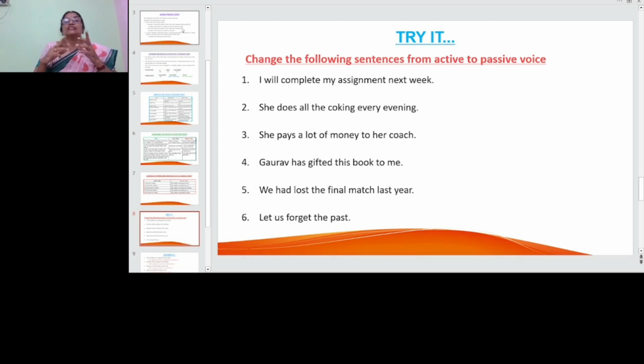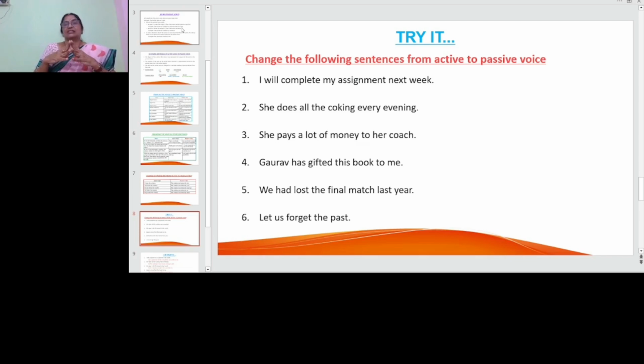So, "She does all the cooking every morning." "Does" is in the present tense. She does all the cooking every morning, every evening. "She pays a lot of money to her coach." Pays is the verb. You know that. She is the subject, pays is the verb, and a lot of money to her coach. Now you can change the present tense and see how the verb is going to change. Put it in the passive voice.